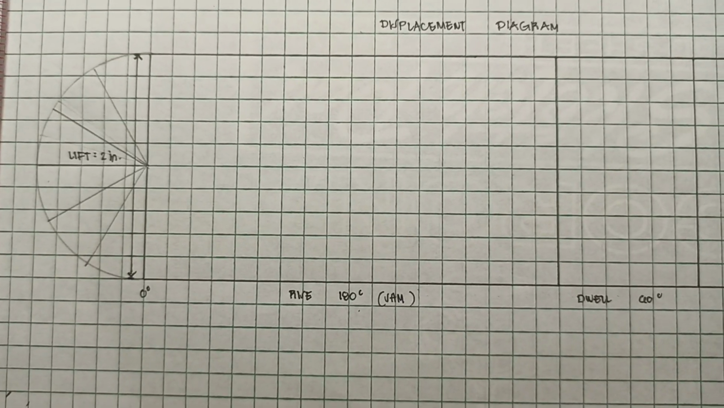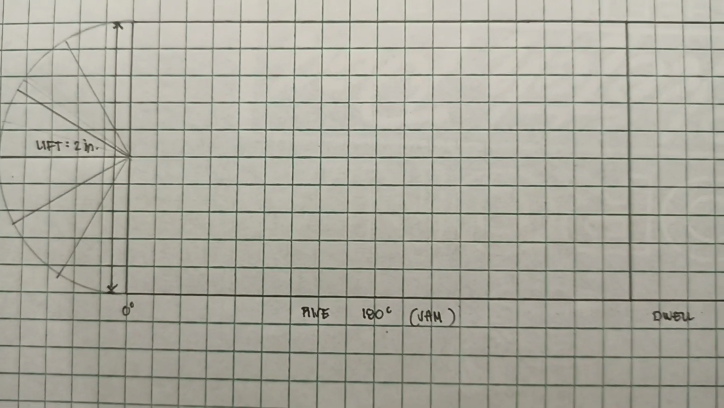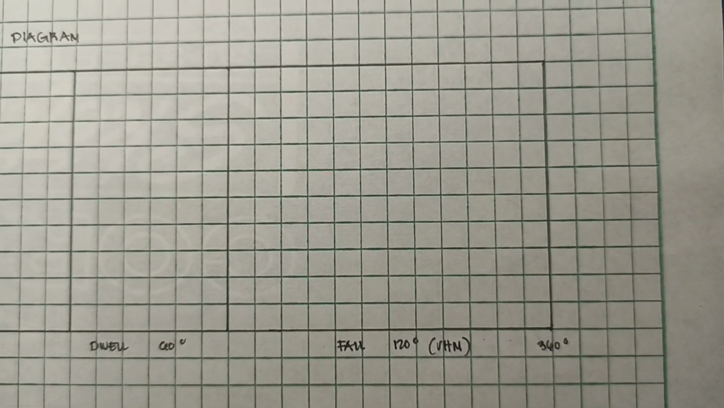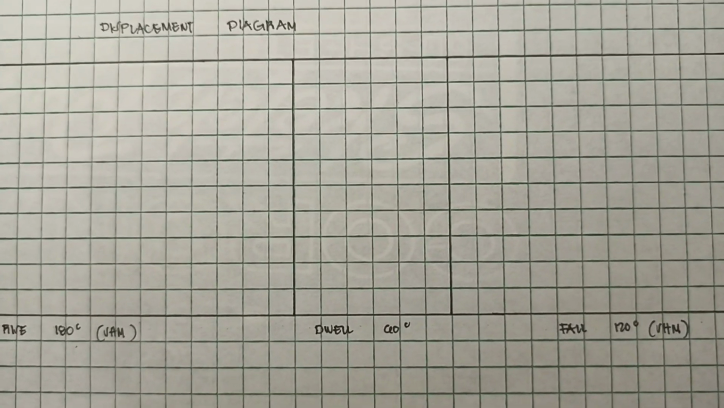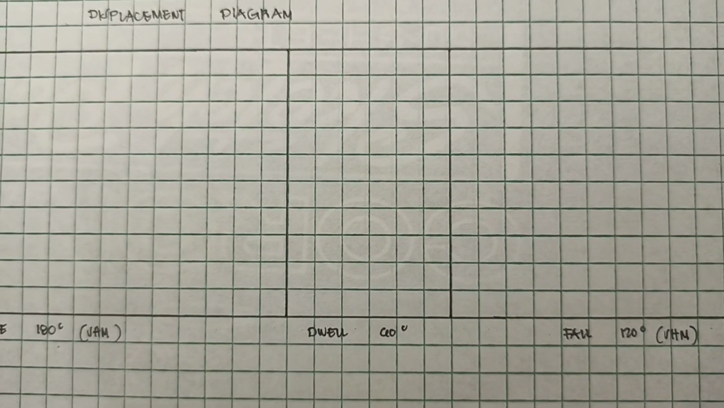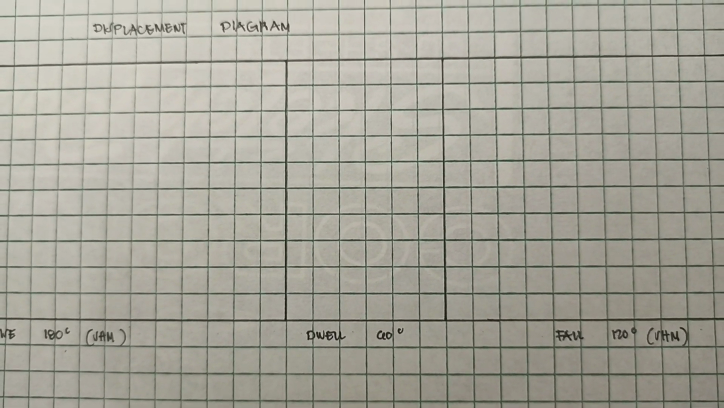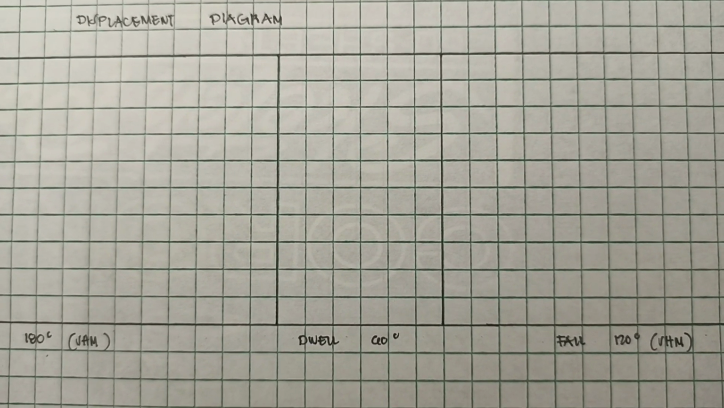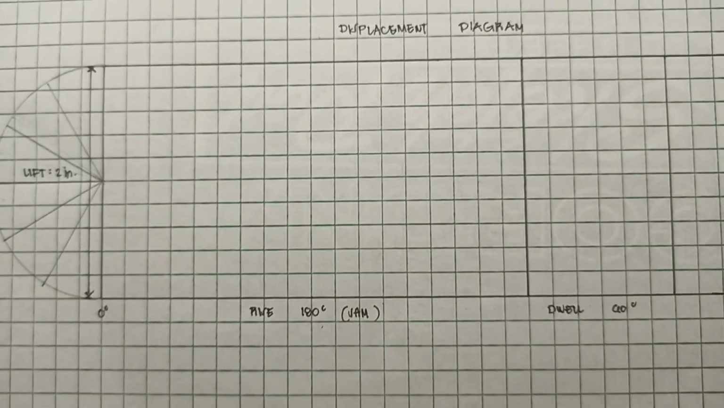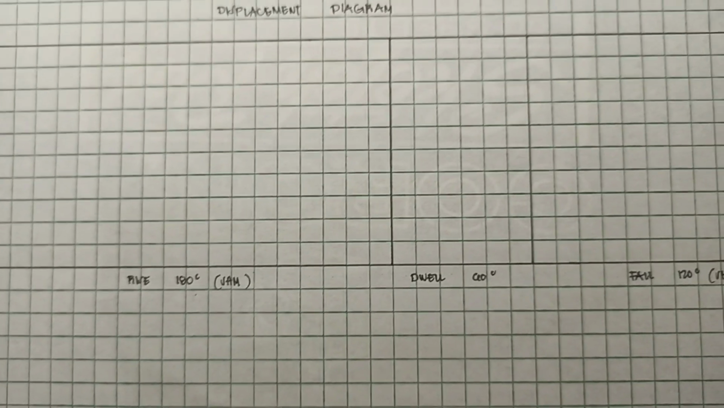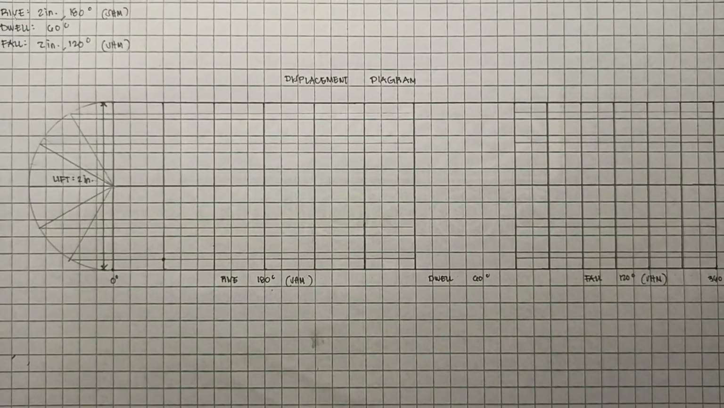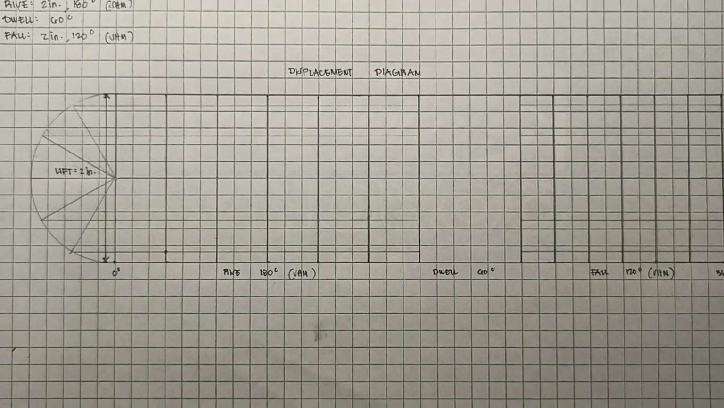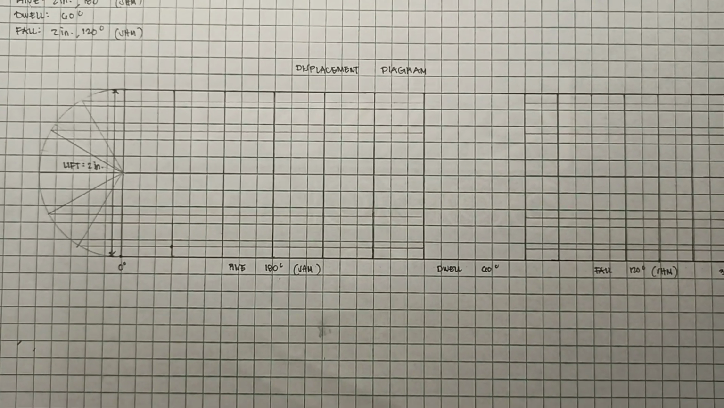The next step is to divide both the rise and the fall into 6 different sectors vertically. Since the dwell stays in place, we don't have to divide this part of our displacement diagram. So first, we have the rise and the fall in simple harmonic motion. We have now divided our displacement diagram horizontally according to the divided parts in our semicircle.